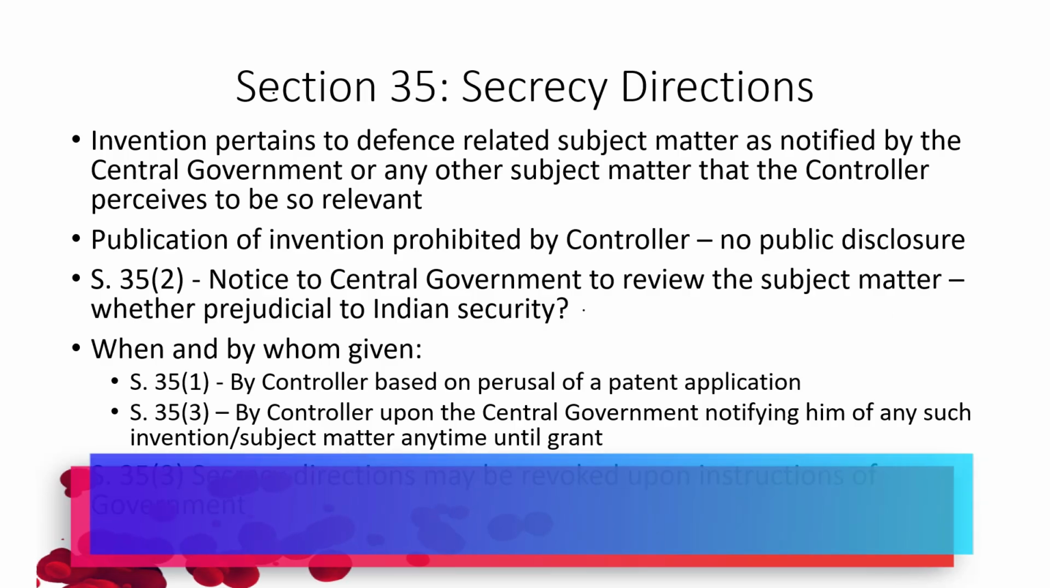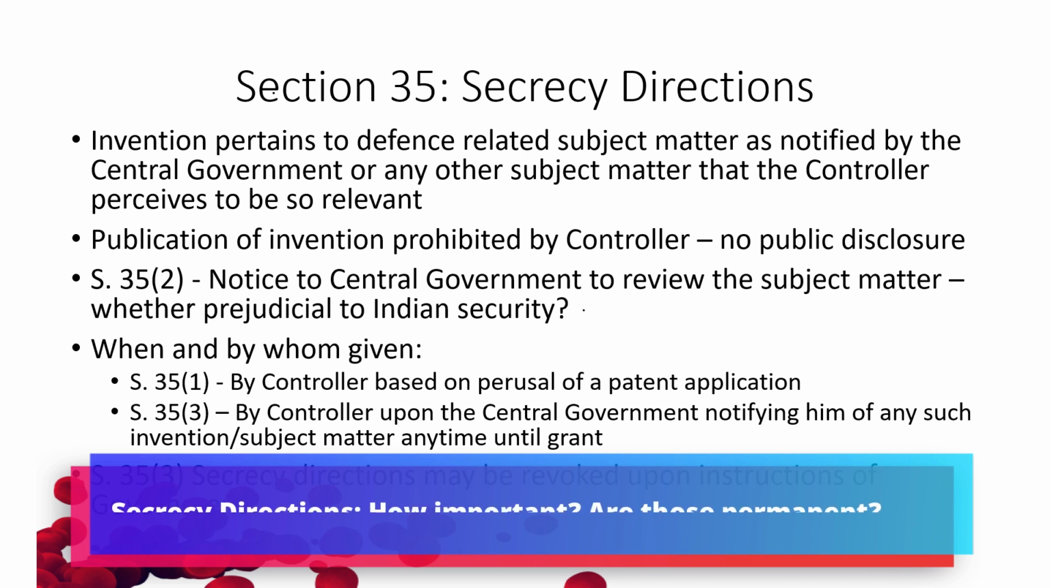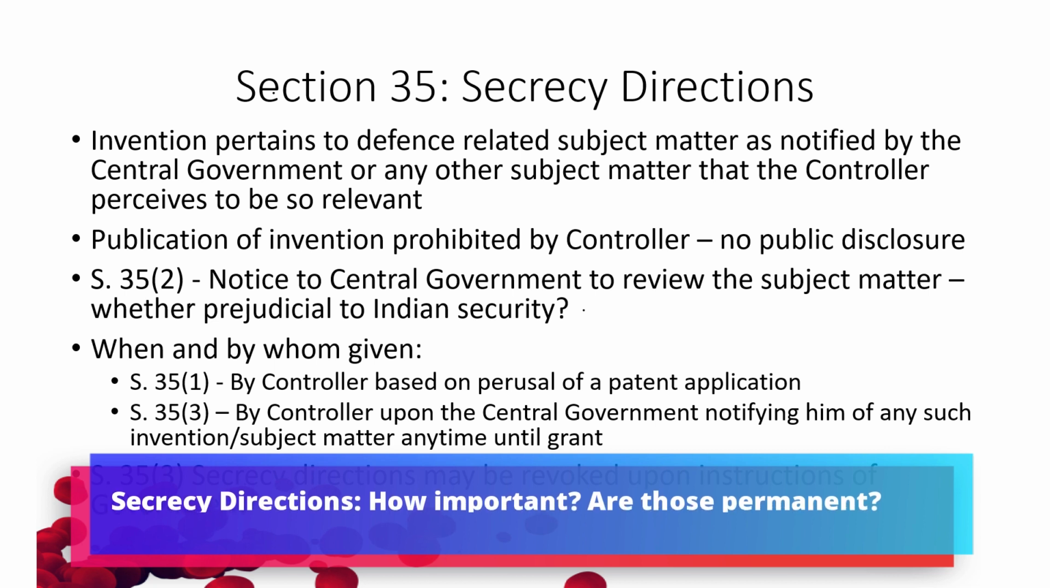Coming first to the provision related to secrecy directions, which is provided under section 35 of the Indian Patents Act. This provision specifically pertains to inventions which relate to defense related subject matters which may have been notified by the central government, or any other subject matter which the controller feels may be important in respect of the defense of India. So in case the controller feels that any patent application relates to such subject matter, then he could direct prohibition of publication of that particular invention, and thus it does not come into public disclosure.